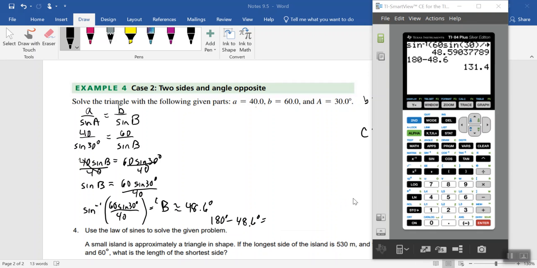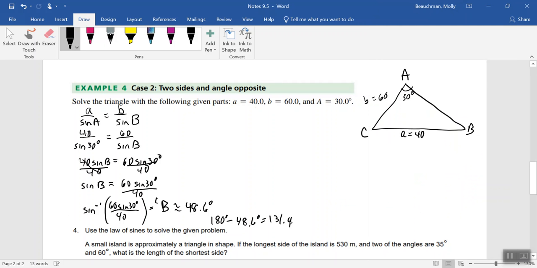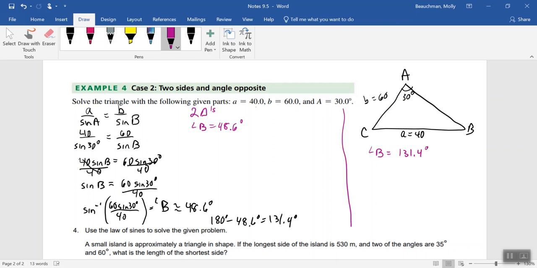Okay, that was right. Let me keep going. So I had to look something up real quick. So that's 131.4 degrees. So that means there's two possible triangles. Two triangles. One of them, angle B, is equal to 48.6 degrees. The second triangle, angle B, is equal to 131.4 degrees. Okay, so we have two triangles to solve.